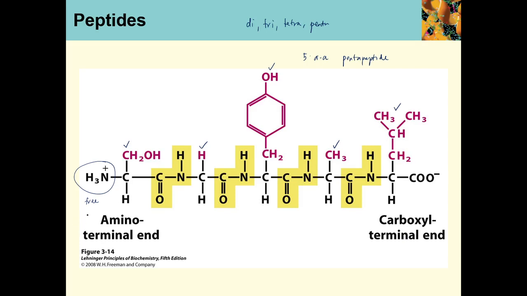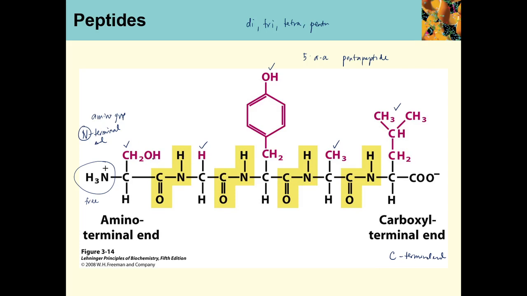So if you're having a hard time memorizing amino terminal end, you can also use the term N terminal end. So when you say N terminal end, that also refers to the amino group. On the other hand, for your carboxyl terminal end, you can also use the term C terminal end. So C referring to your carboxyl group. Okay? So let's try to identify what are these five amino acids linked together.